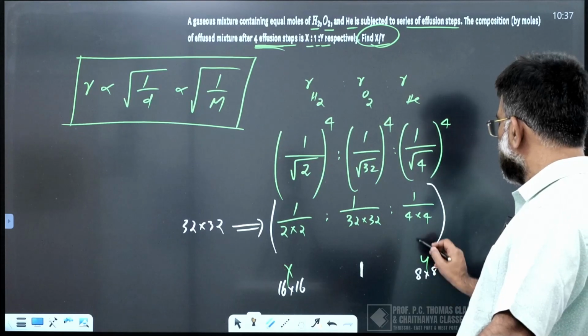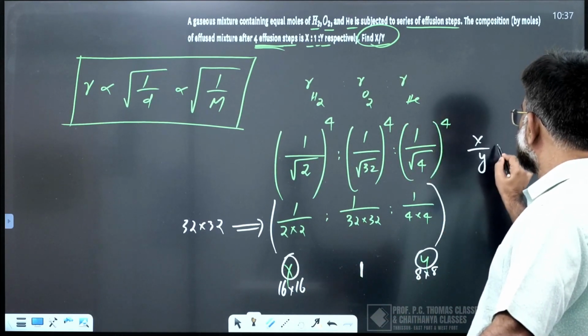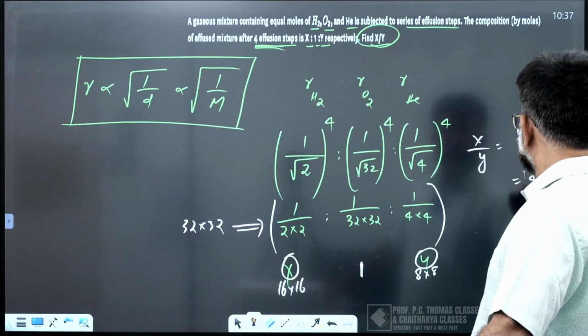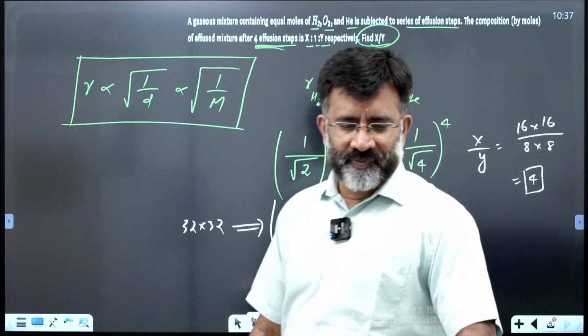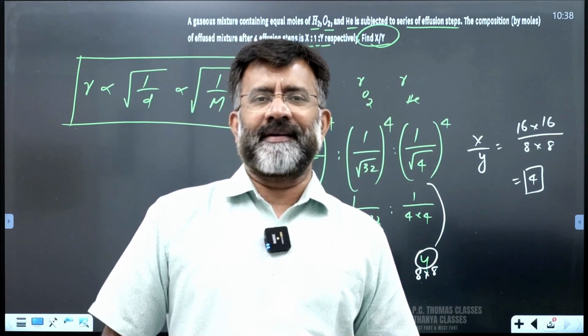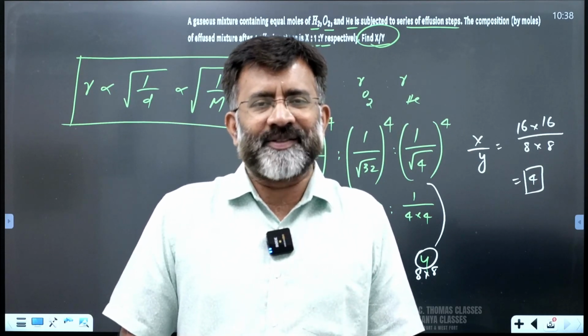So this is x, this is y. We want x by y. So 16, 16, 8, 8. So the answer is 4. Answer is 4. 2 into 2, 4. Final answer is 4. That is yet another beautiful question based on Graham's law of diffusion from the chapter States of Matter. That's all in this video.